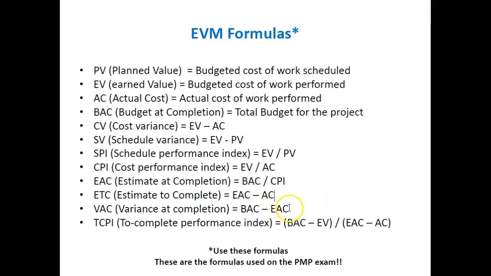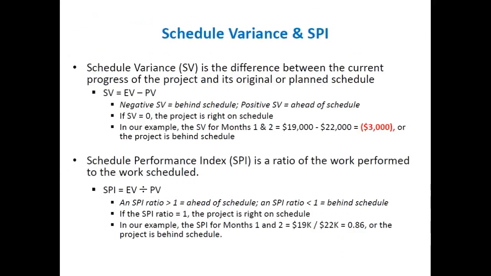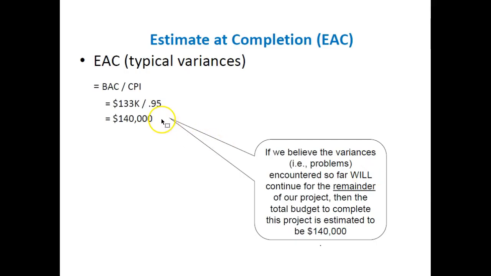Your variance at completion is the difference between those two, okay? So it's the difference between what we calculated, $140,000, and what we started with, which was 133. So our variance is going to be negative $7,000, okay? And I'll go back and we'll look at that again. That's the variance, right? And your estimate to complete is the remaining amount of money that you will spend on the project using that same performance.